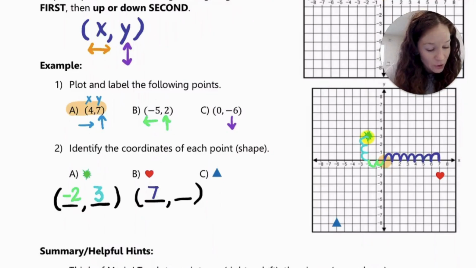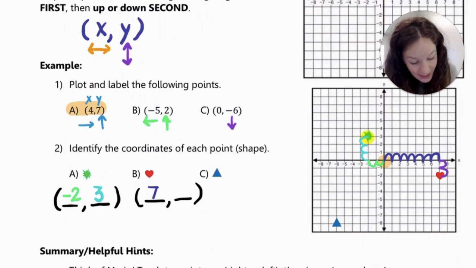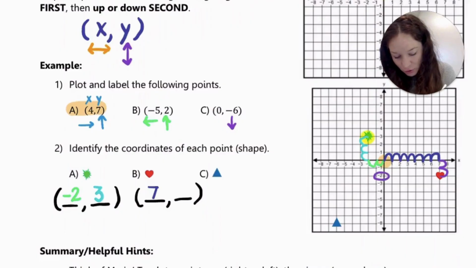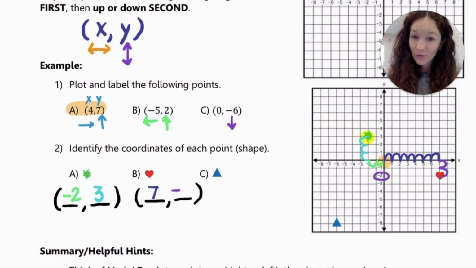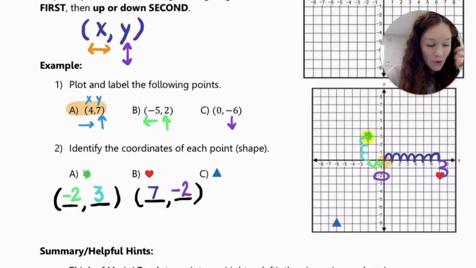Now I have to go down to get to that heart. 1, 2. So I went down 2. So I see that number is negative 2, right? So my Y value should be negative 2. Okay, so that's going to be the ordered pair 7, negative 2. Okay, and last but not least, we have our triangle.